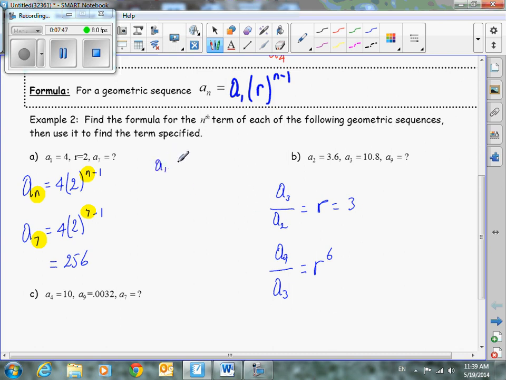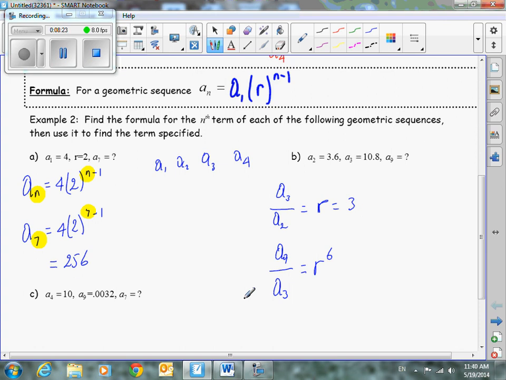You have A1, A2, A3, A4. Let's say this is a sequence. To move from A1 to A2, you multiply by the common ratio, right? From A2 to A3, you multiply again by the common ratio. So from A1 to A3, you multiply by the ratio squared. You understand that, right? From A1 to A4, you multiply by the ratio cubed. Why is it cubed? 4 minus 1. Why was it squared here? 3 minus 1.